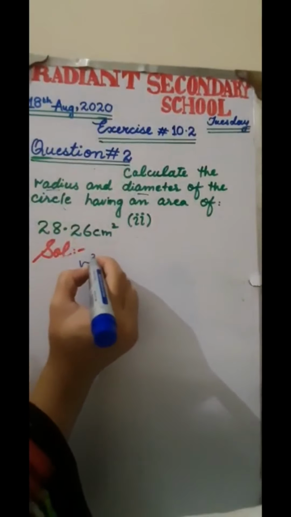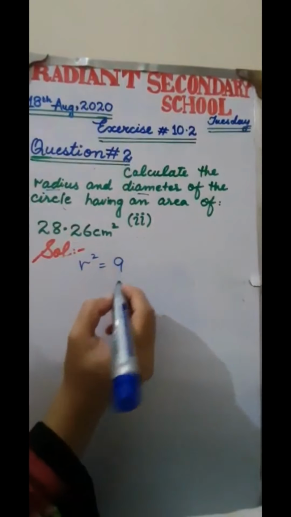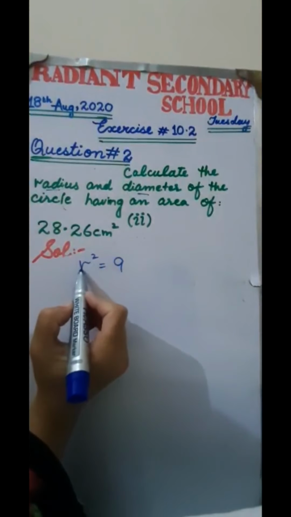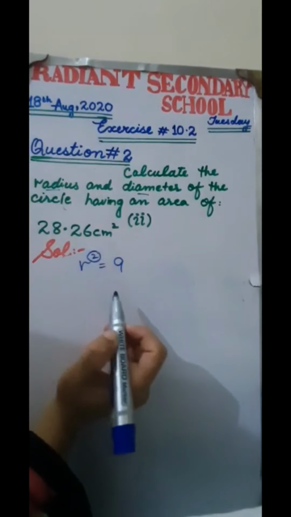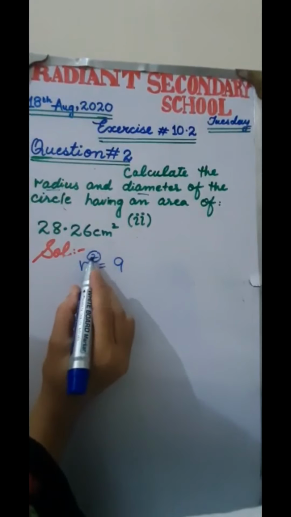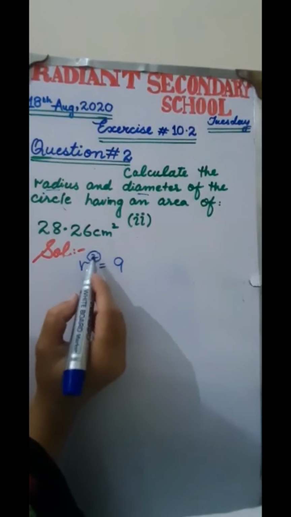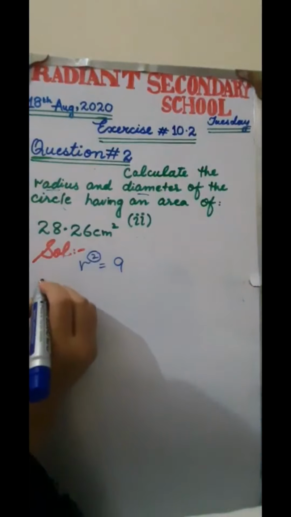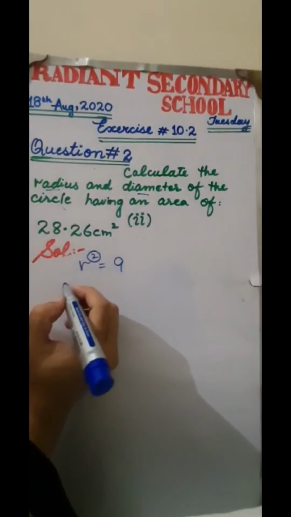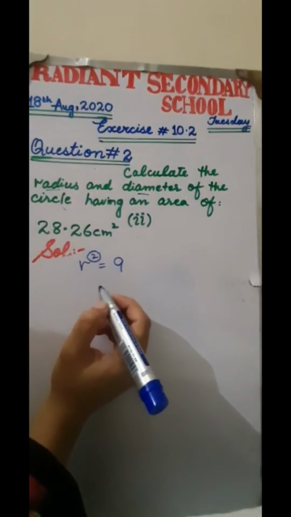Now r square is equal to 9. Now we need the radius, not the radius square, so we have to remove this square first. For removing this square, the power is square, so we have to take the square root on both sides.